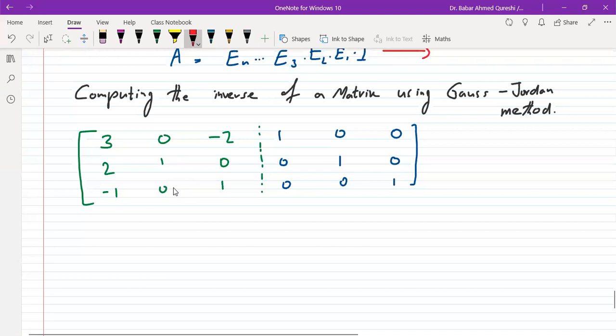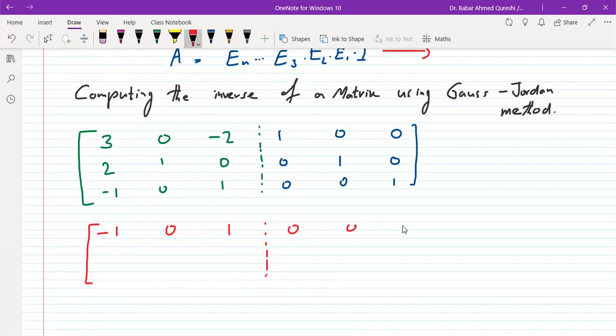So let's just do this example. What can I do? So for example, I want a pivot here. I can start by exchanging row 1 and 3. Second row remains same.